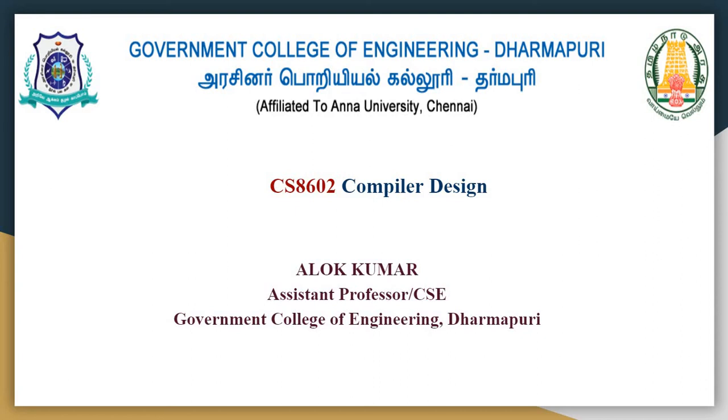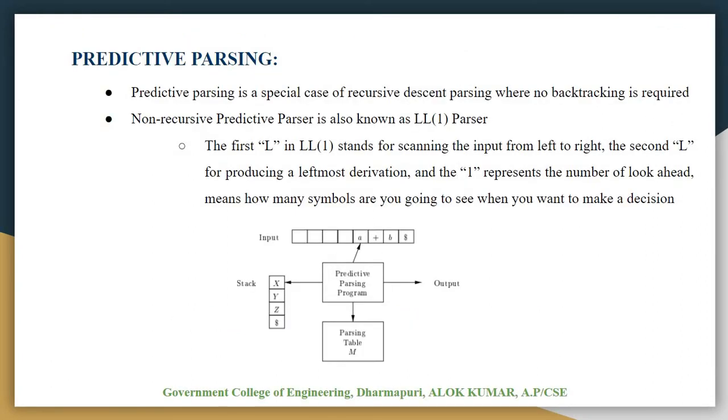So here we will see the next topic in the second unit of compiler design. That is predictive parsing. Predictive parsing is a special case of recursive descent parsing where no backtracking is required. Actually, we have seen recursive descent parsing also. In that, backtracking is required, while in predictive parsing there is no backtracking.